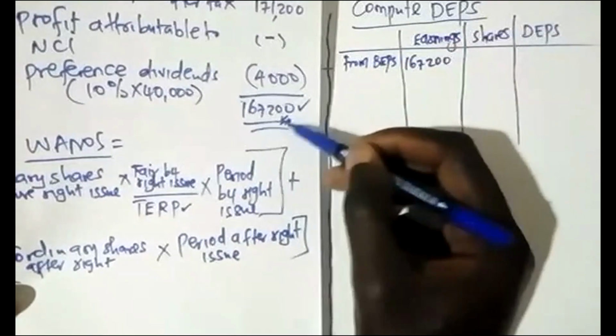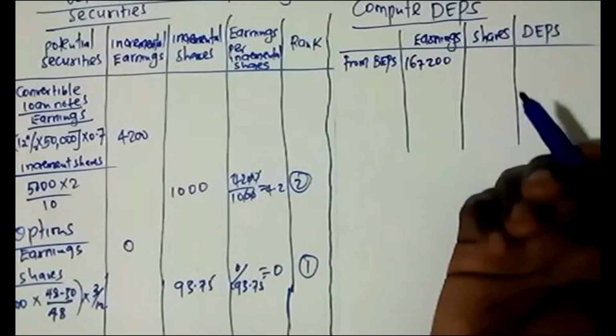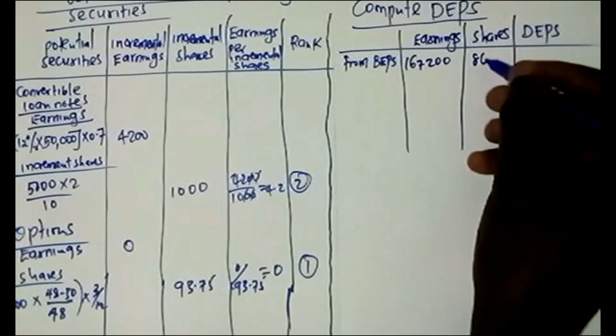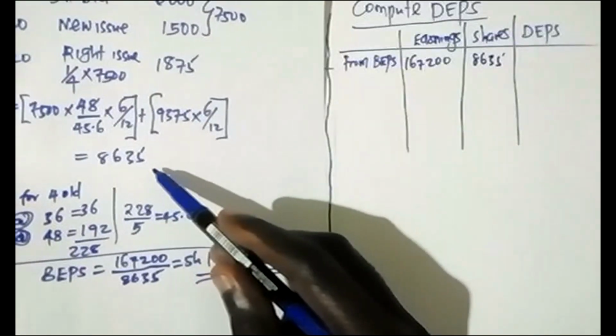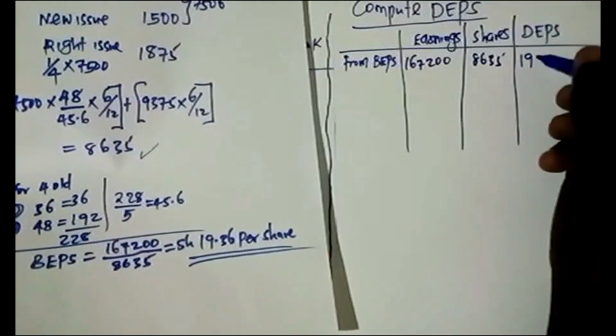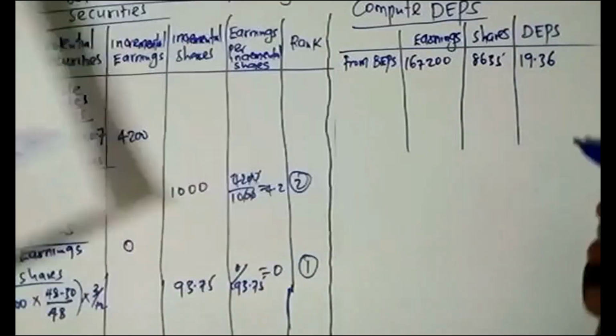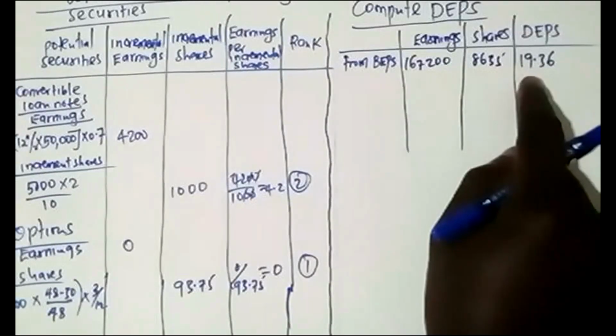167,200, this one. Then for the shares, it's all about the one-offs, which was 86.35. Then we went ahead to determine 19.36, which is the basic earnings per share. That is why I always say that the first step under diluted is to determine basic earnings per share. That is what I started with.